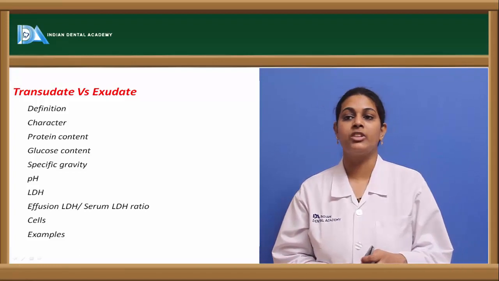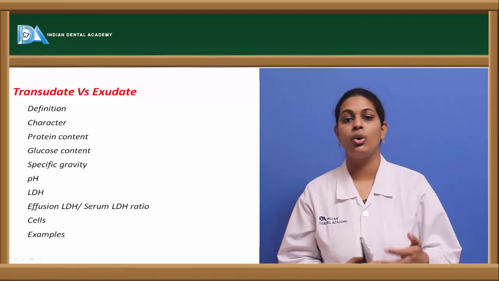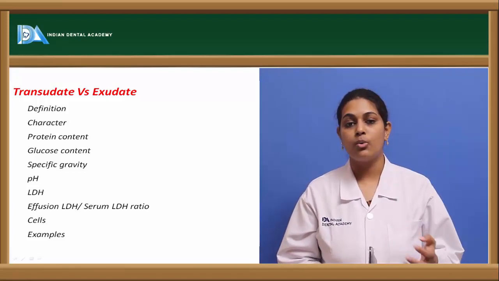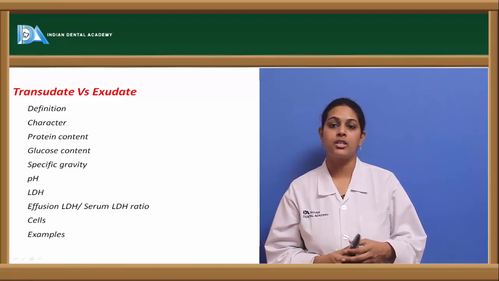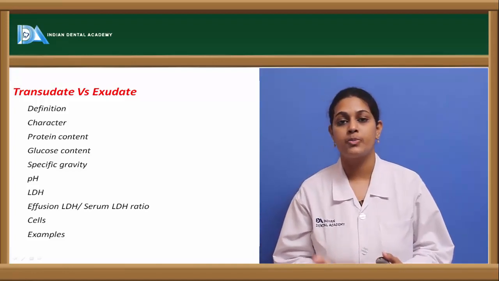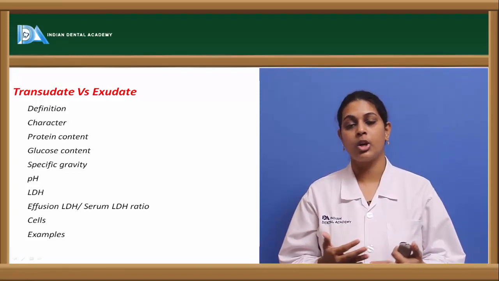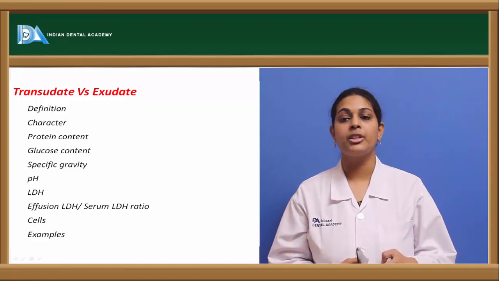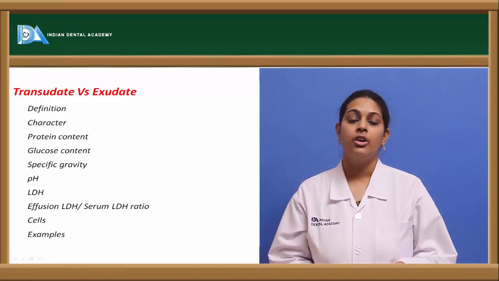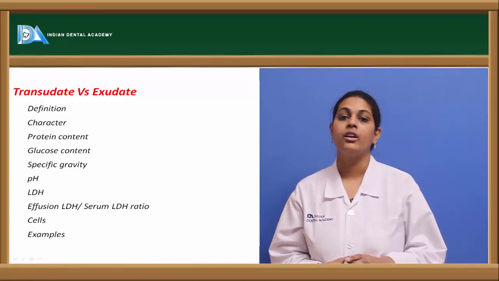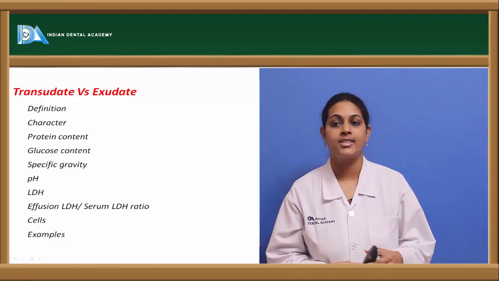Coming to the specific gravity, since the protein content is low, the specific gravity is also low, usually less than 1.015, whereas in exudate, since the protein content is high, the specific gravity is also high, more than 1.018. Coming to the pH, transudate is alkaline in nature, with a pH of greater than 7.3, whereas exudate shows less than 7.3, so it is usually acidic in nature.